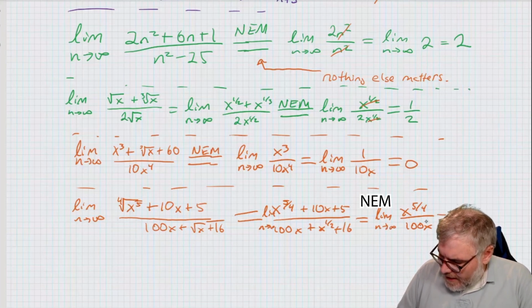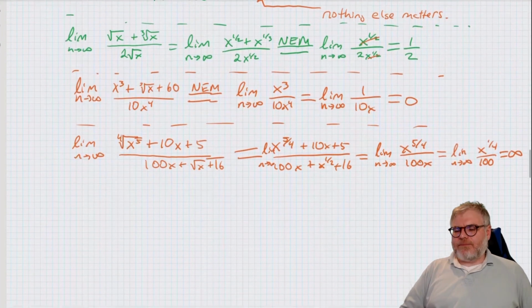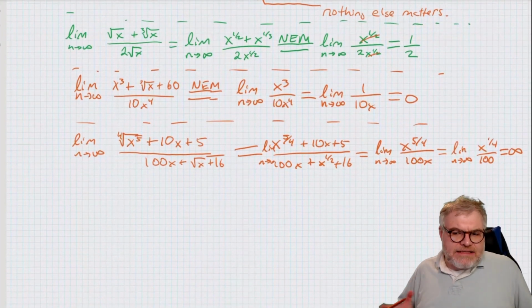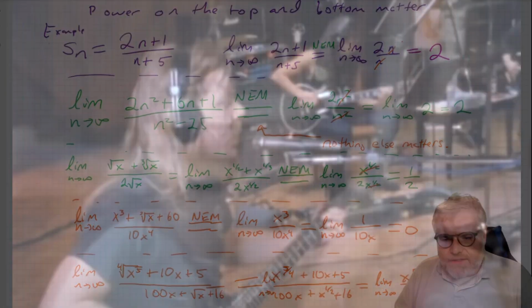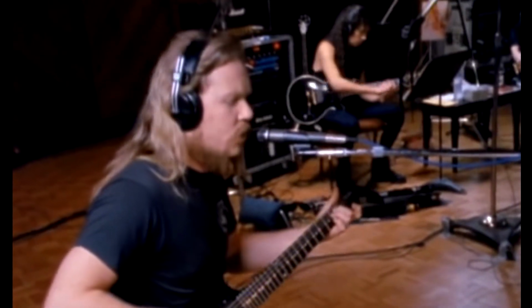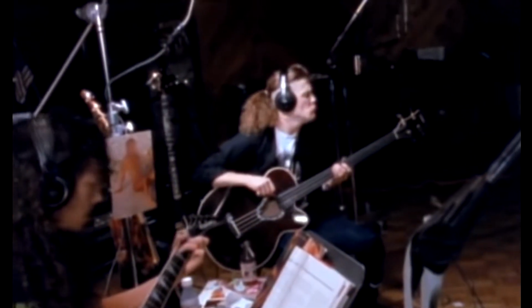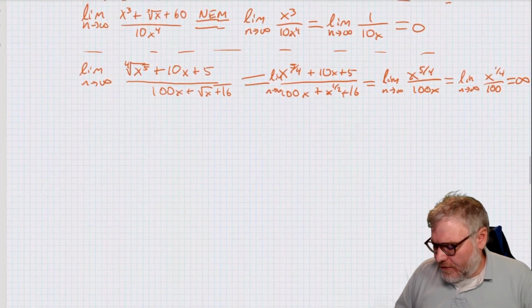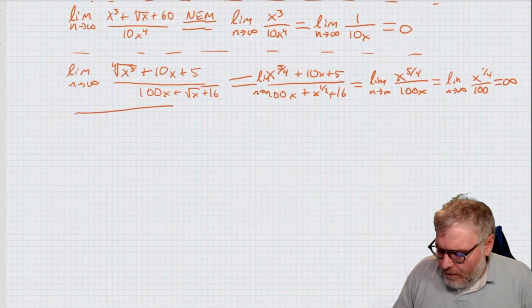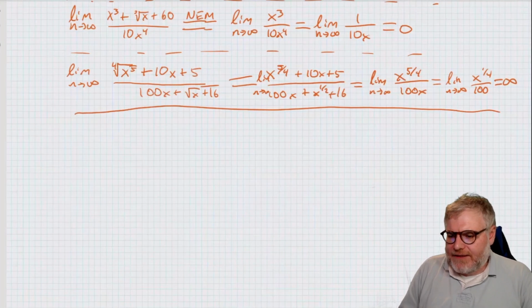And that right there, the 5/4 and the 1, that's going to cancel. That's going to give me the limit as n goes to infinity of x to the 1/4 over 100, and that equals infinity. That's going to shoot off forever. So nothing else matters. The only terms that matter are the ones with the biggest power, and nothing else matters. So that's how you can quickly solve some of these. And we'll see nothing else matters again when we talk about functions as they go to infinity. But remember, we only want things that go to infinity.